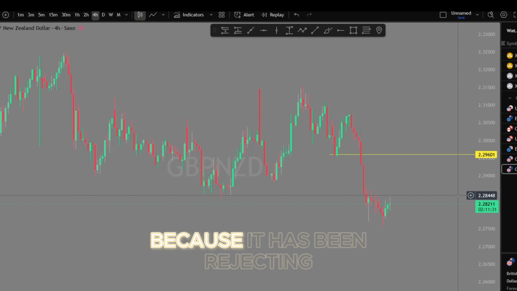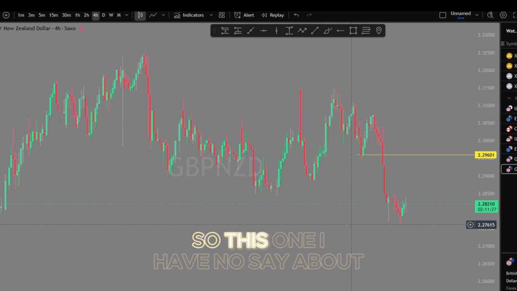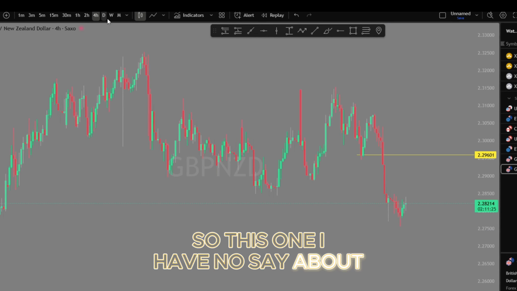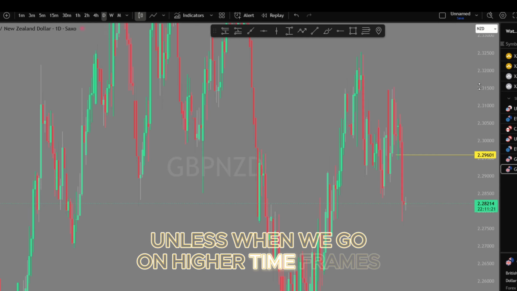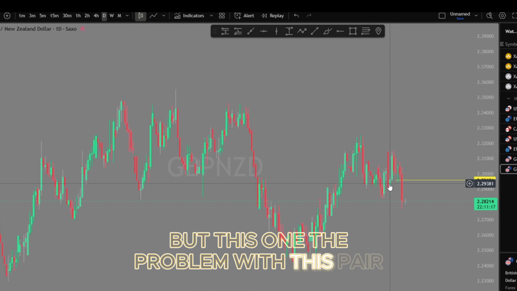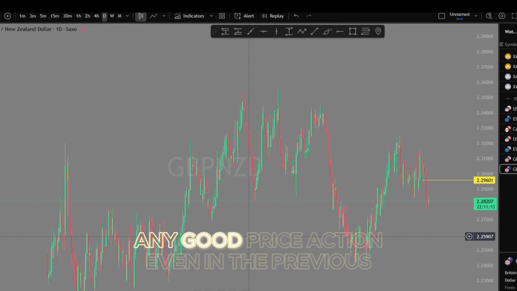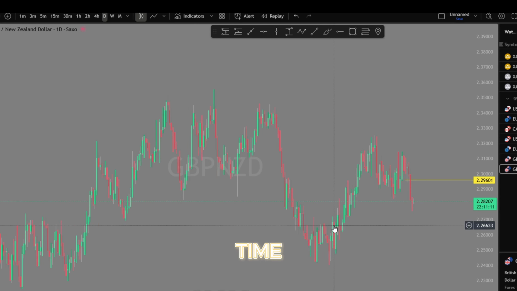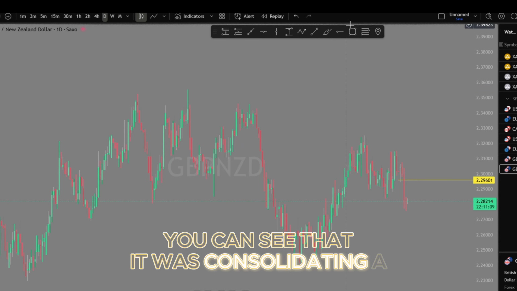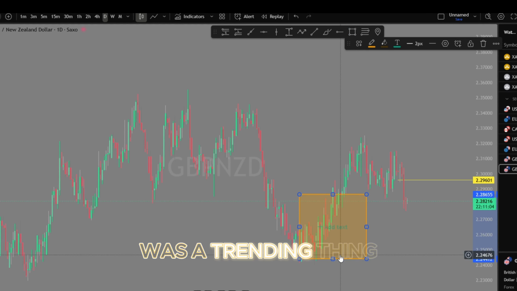When you go on Great British Pound NZD, this one has no price action, because it has been rejecting and the overall momentum has been bearish. So I have no say about this one, unless we go on higher time frames where you can get a clear sign. The problem with this pair is it's not displaying any good price action. Even in the previous time, you can see that it was consolidating a lot. Yeah, it was choppy.